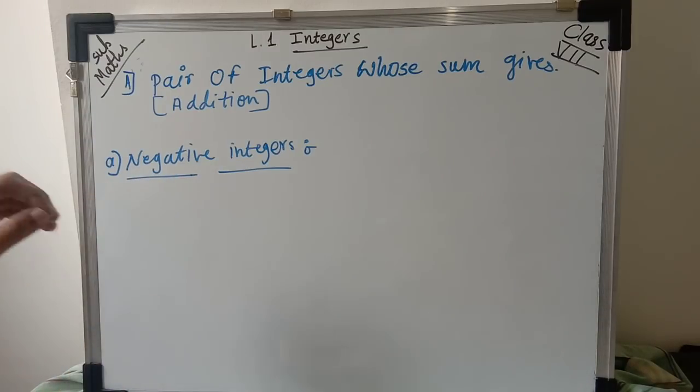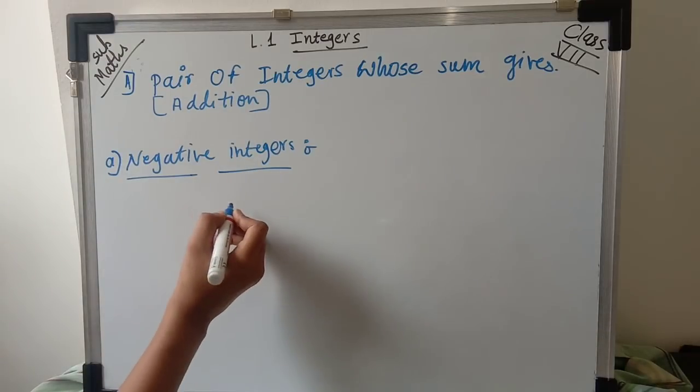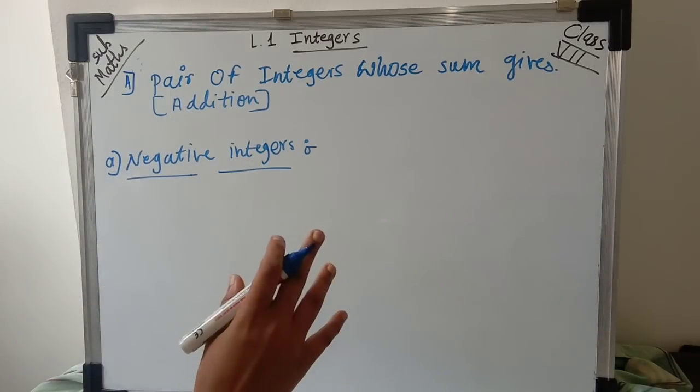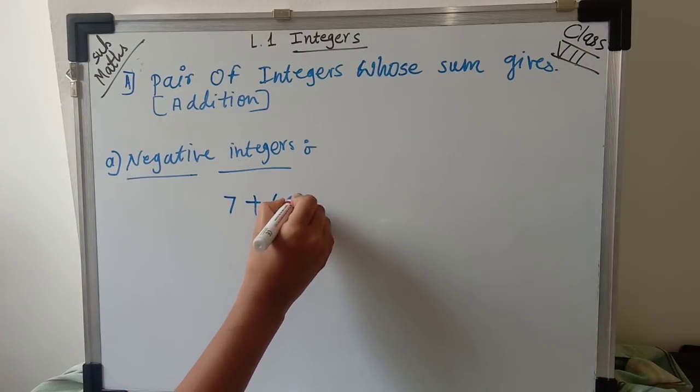So when you want a negative sum of two integers, you have to remember their signs. It is very important. When you are doing the addition of two different integers, suppose I take 7 plus minus 8.